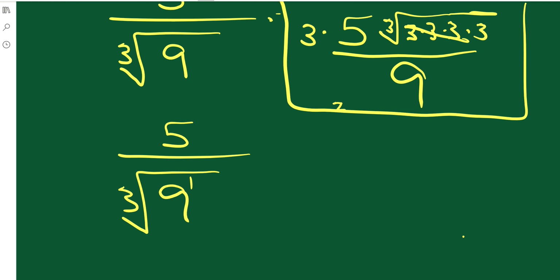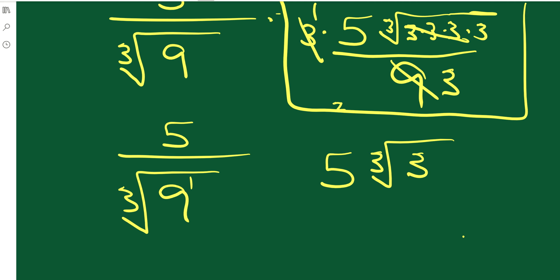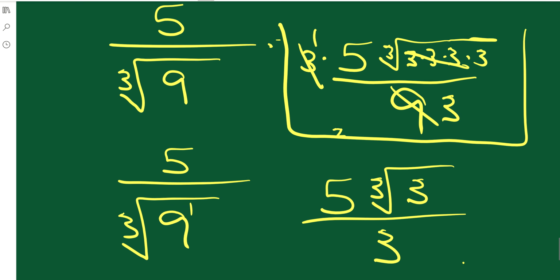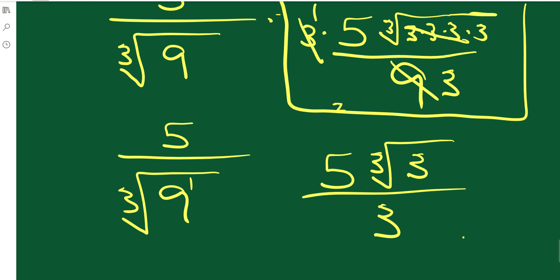So all this ends up doing, well, I can simplify this. 3 goes into 3 once, and 3 goes into 9 3 times here. Okay, and notice what we have for our answer. I'm going to have 5 cube root of 3, and that's going to be all over 3. And I believe this was, I erased it. That was the same answer we had before. And that's kind of neat.